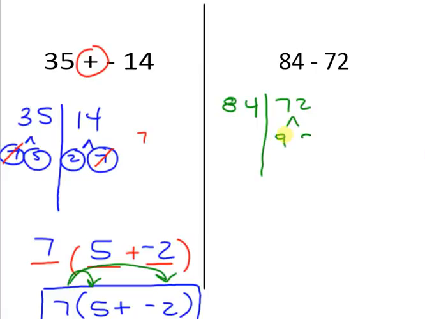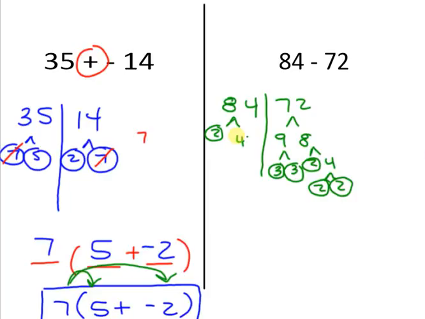Alright, here I have 84 and 72. So 72 is 9 and 8. 9 is 3 and 3. 8 is 2 and 4. 4 is 2 and 2. 84 is 2 and 42. 42 is, oops, that's supposed to be a 7 and 6. And 6 is 2 and 3.